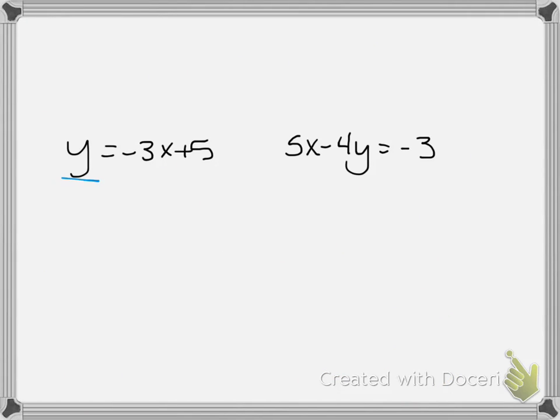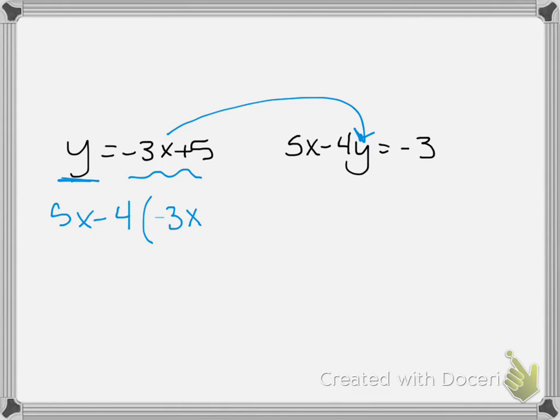Okay, this one we have y by itself, so I'm going to plug this in wherever I see a y. So I'm going to get 5x minus 4 times whatever I plug that y in to be, so negative 3x plus 5. Remember, whenever you plug something in, you plug it in with parentheses. If you don't, there's a good possibility you're going to get it wrong. Okay, because now we got to distribute this negative 4. Again, it's a negative, not a positive.